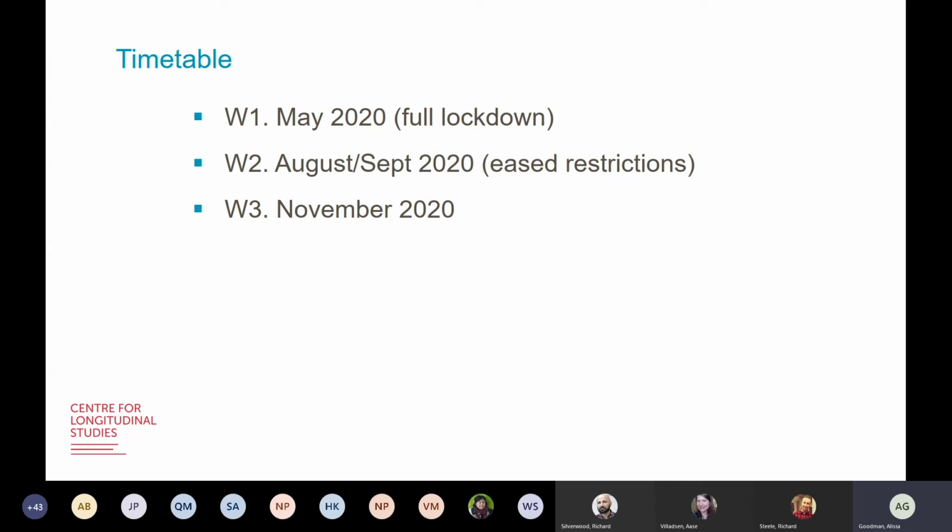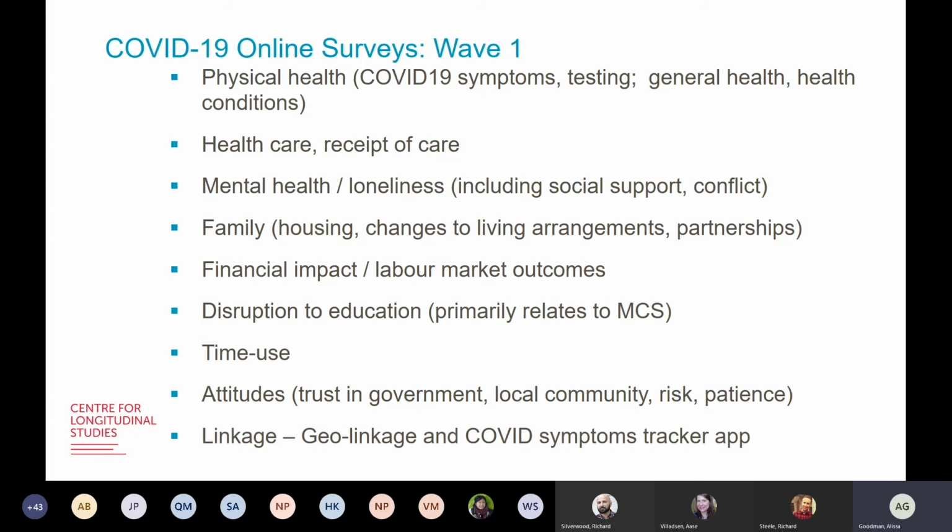We have a wave 2 in full preparation, which we will be launching at the very end of this month, and it will be underway from the end of August through September, what we're calling eased restrictions, though it's looking increasingly like there'll be local lockdowns as well. And wave 3, we're aiming essentially late 2020, November, possibly December. And I think we're not quite sure what the social distancing restrictions and so on are going to be around then.